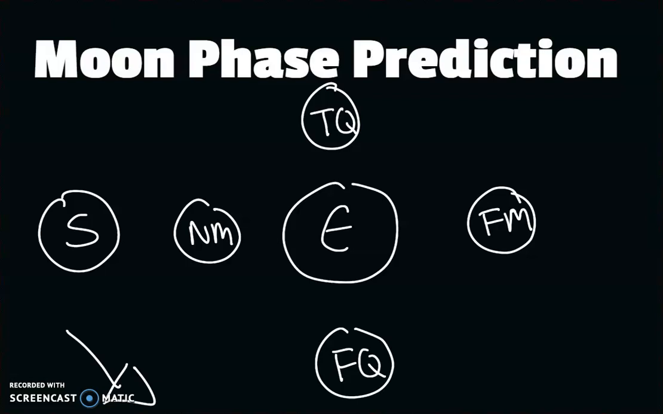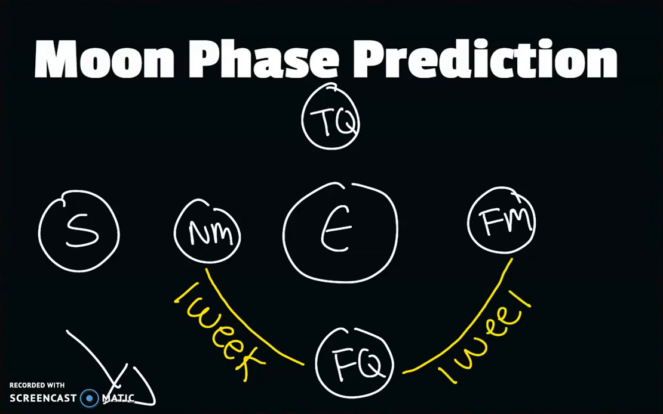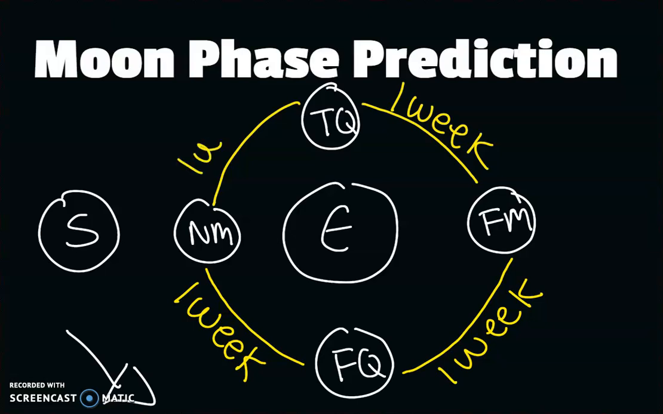So if I'm looking at 4 main moon phases, I know that it's going to take me approximately 1 week between each one. So to go from a new moon to a first quarter, that's going to take 1 week. To go from a first quarter to a full moon, that will take 1 week. To go from a full moon to a third quarter, that will take 1 week. And then to go from a third quarter to a new moon, that will take 1 week. So if the question says, today I see a new moon, when will I see the next full moon? I would come to this diagram and I would say it's going to take me 2 weeks.